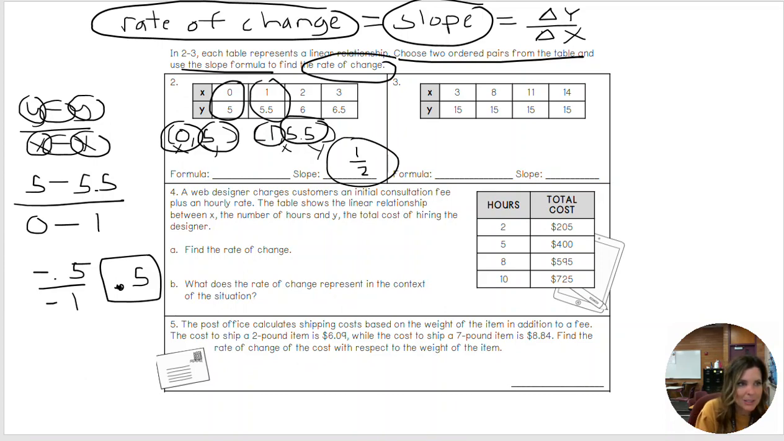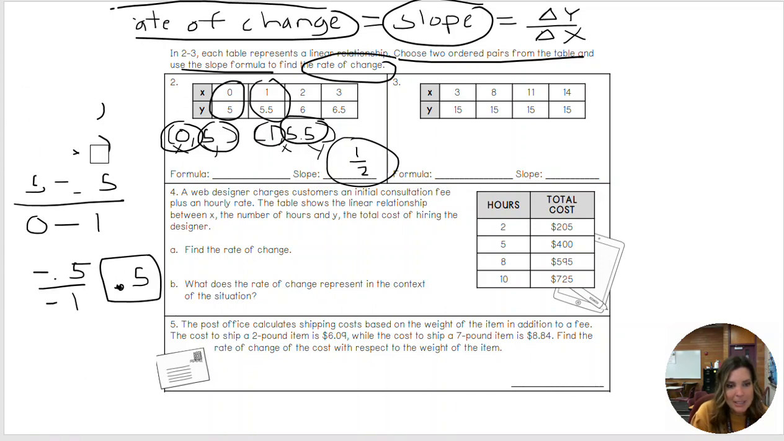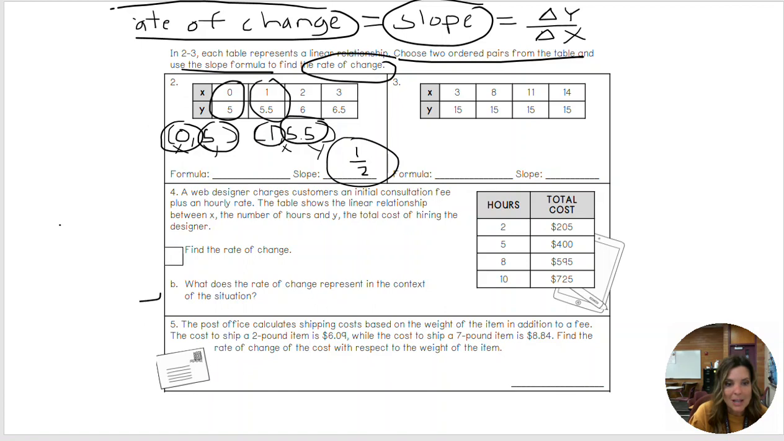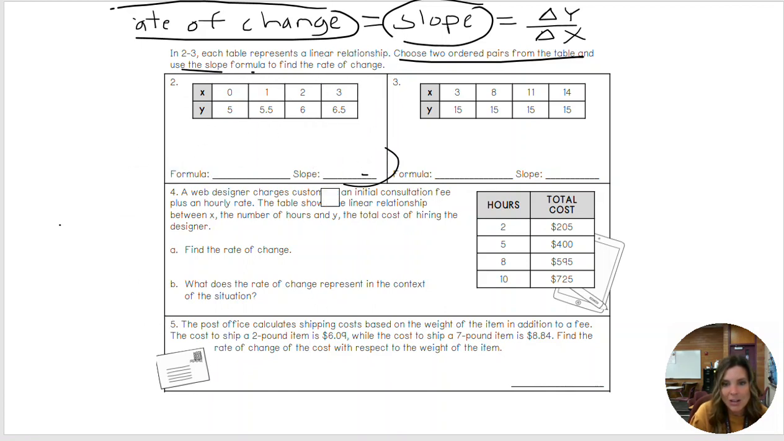Okay, and then let's go ahead and do the other table really quick. So finding slope from a table, it's exactly the same as finding slope from 2 points. Because all you're going to do is you're going to take your table and you're going to find 2 points that you're going to use to do the slope formula. Okay, so let's go ahead and take this table. Let's just use the first 2 points. So let's write those as an ordered pair, 3, 15 and 8, 15.